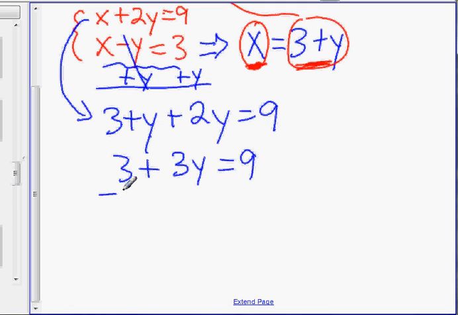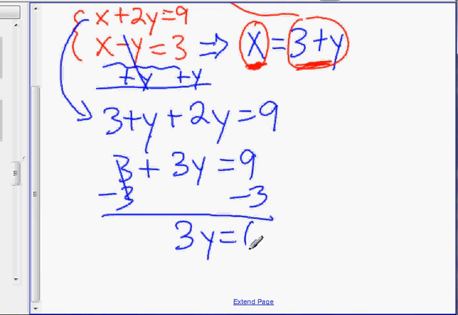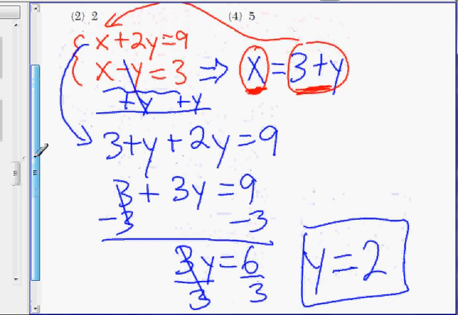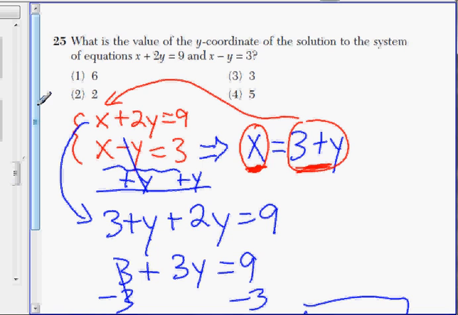Now we're going to subtract 3 from both sides. 3y equals 6. Divide by 3. You get y equals 2. And that is the answer. The y coordinate is 2. Choice 2.